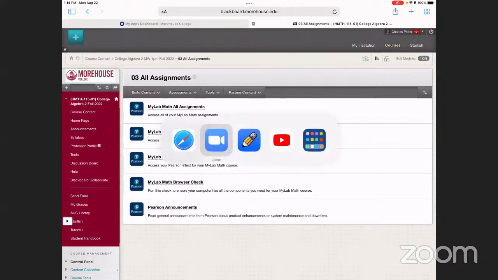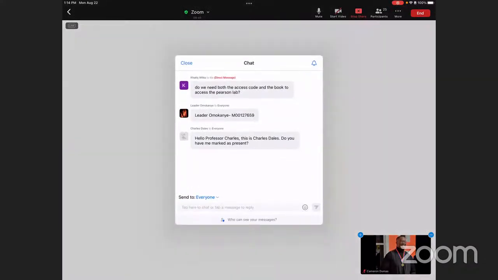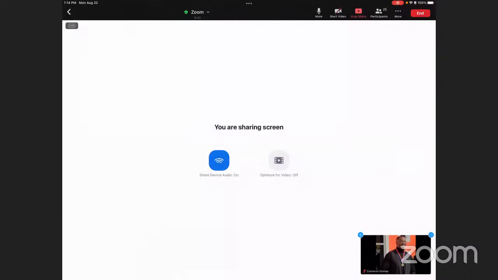Let me check the chat one more time. Access code. Yeah, so you had to purchase the access code. You don't necessarily need the hard copy book, because when you're working through the assignments in Pearson, it comes with the digital copy of the book. Once you purchase the access to Pearson, it comes with the e-textbook. It's the exact same thing as the hard copy book, just digital, with all the same information.